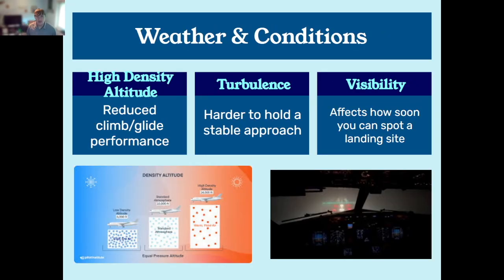Weather and conditions. So with a high density altitude, we could have reduced climb and glide performance, but if it's also a low density altitude, we could have increased climb and glide performance. It just depends on the day. Now, if you look down at our example here, you can see density altitude. The lower it is, the more compact our air molecules are. And then the warmer it is, the more expanded apart they are. So we'll get less performance then.